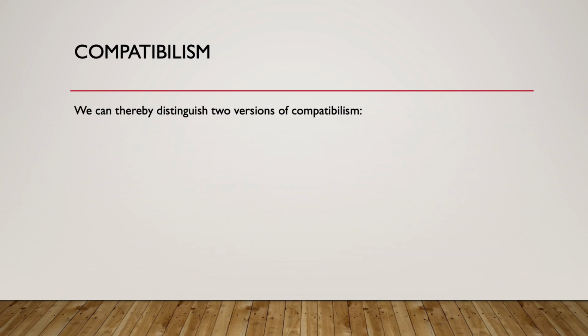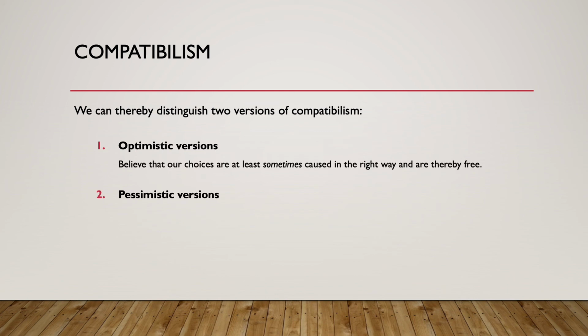So we can thereby distinguish two versions of compatibilism. There's the optimistic version and a pessimistic version. The optimistic version says that our choices are at least sometimes caused or determined in the right way and are thereby the result of our free will. The pessimistic version says our choices are always caused in the wrong way and so are never free.